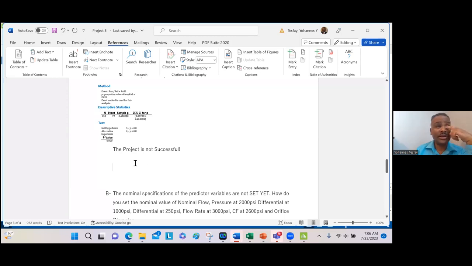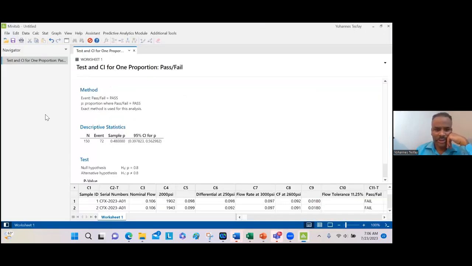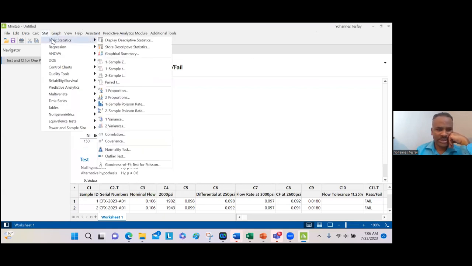Proportion by each category. You see, proportion by each category. So you're gonna go here and start basic statistics display.